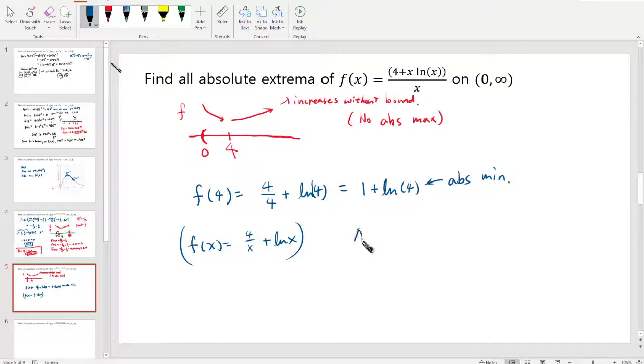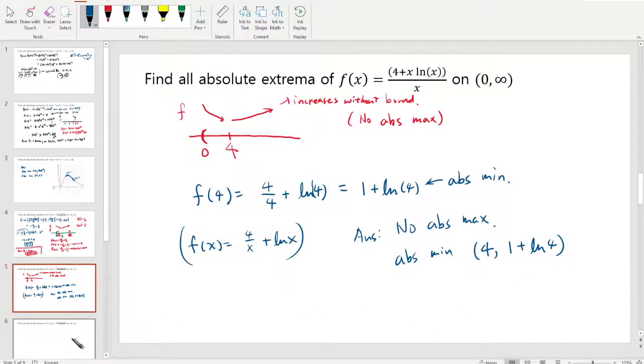And therefore the answer is no absolute maximum, and the absolute minimum is at 4 comma 1 plus ln of 4.